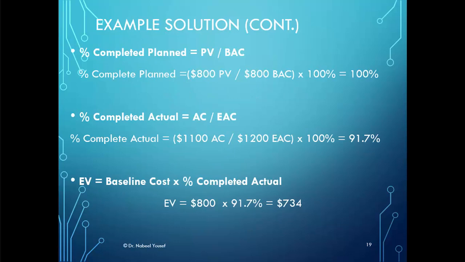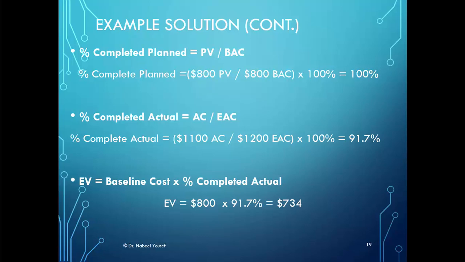The percent completed planned is equal to the planned value divided by the budget at completion, multiplied by 100. To convert into percent, we need to multiply by that last 100%. So it will be 800 divided by 800 multiplied by 100%, which is equal to 100%. Since 800 over 800 is 1, multiplied by 100%, it will be 100%.